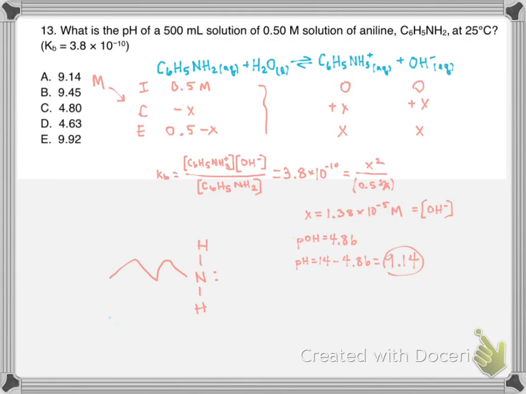And this makes sense because we started with a solution we knew was a weak base, so we should expect to get a pH greater than 7. So the answer here is A.